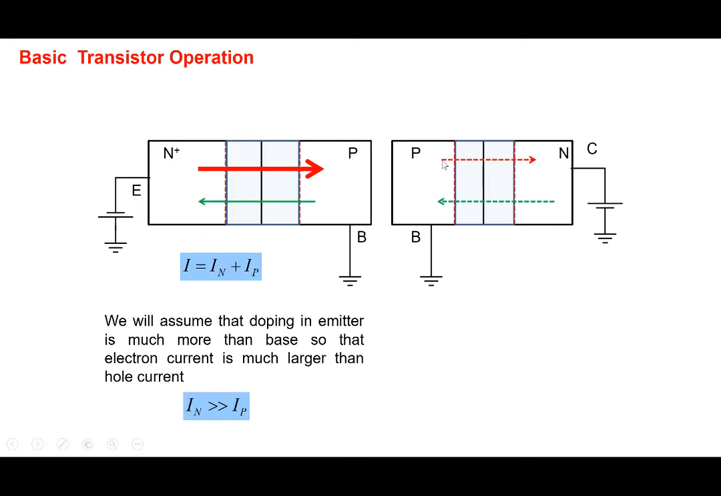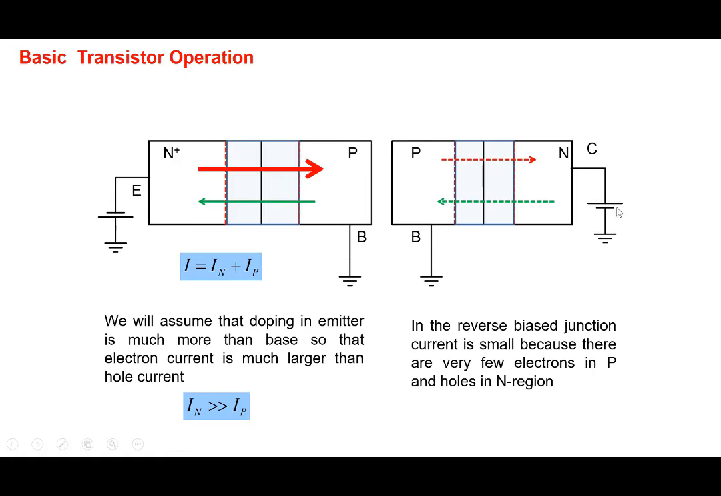And the current is small, not because electrons have difficulty in going from P to N region here. Note that the direction of the electric field would be from right to left here. So the electrons have no difficulty in going from P to N. The reason why the current is very small is there are very few electrons in this P region here.